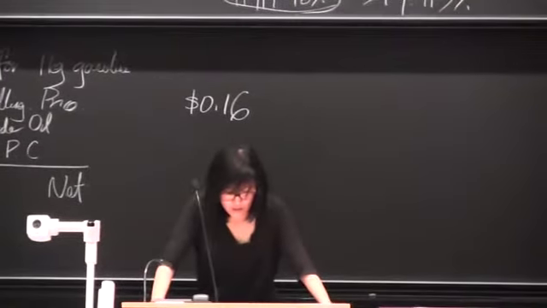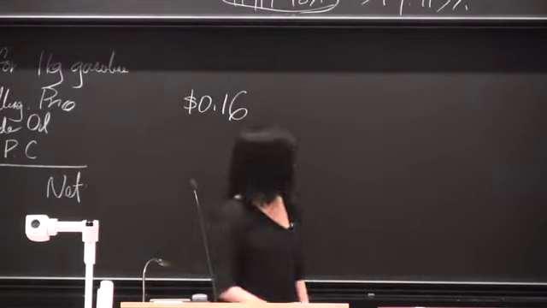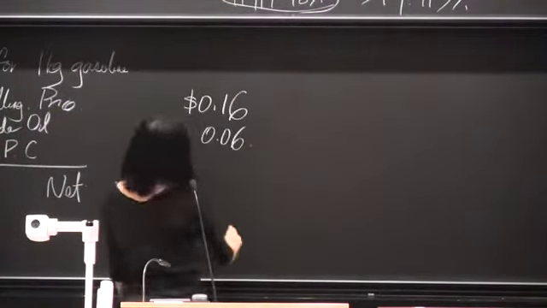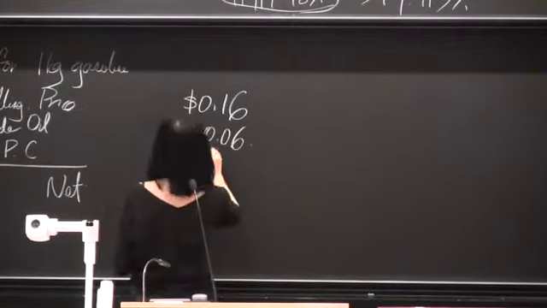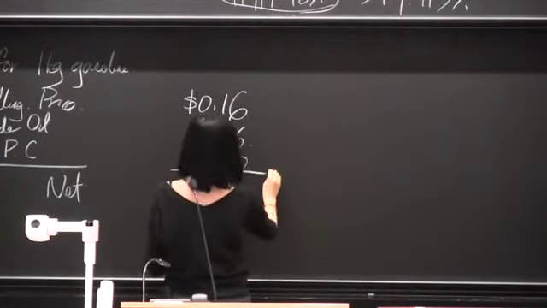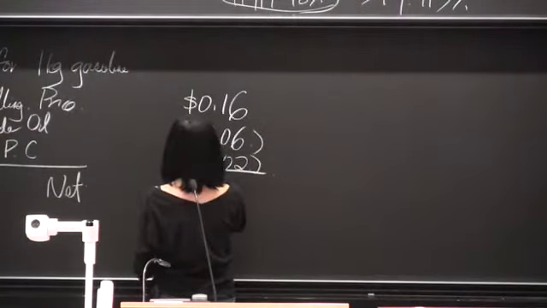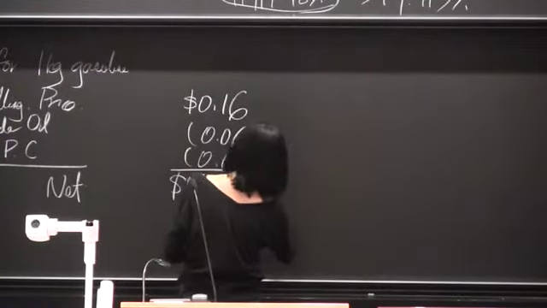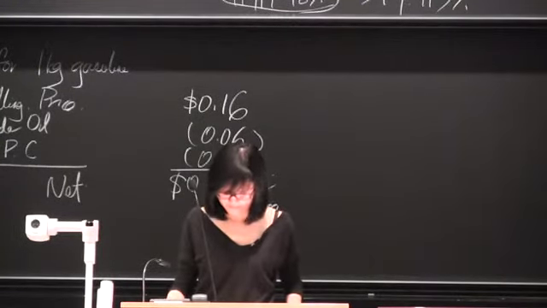And then it talked about the cost of crude oil, which is 6 cents. And then we don't care about the fixed cost since it doesn't really have an effect, right? It's irrelevant. So we only look at the variable cost, which is 2 cents. And if you subtract them, your contribution margin will be 8 cents per kilogram.